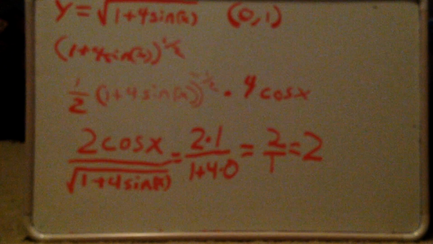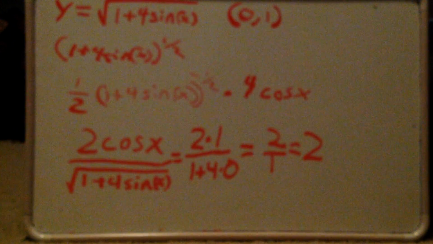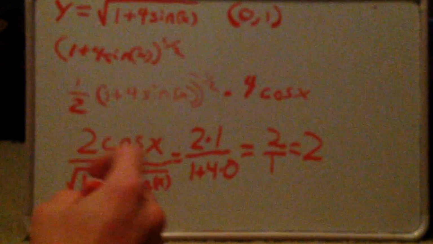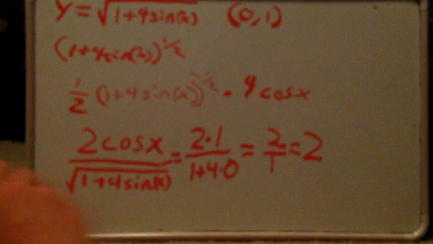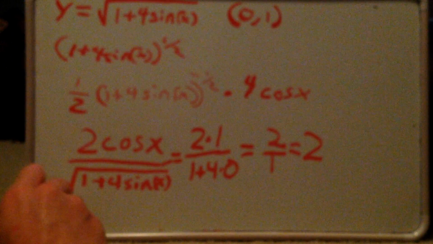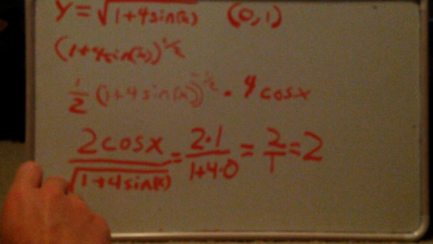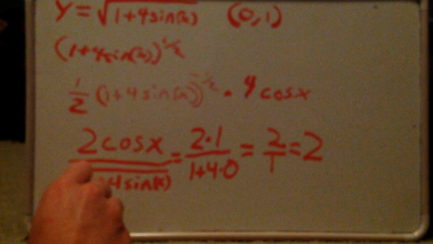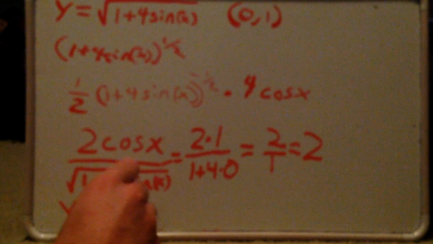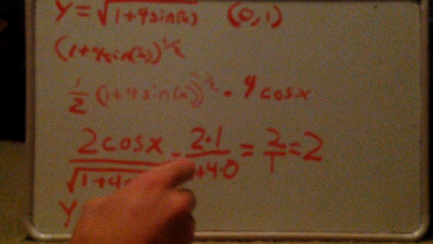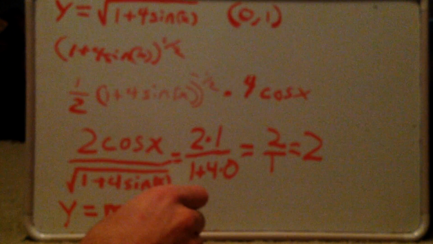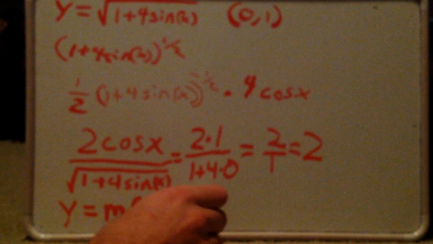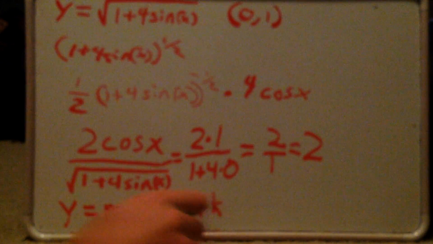Okay? Now that we know what our slope is, we can actually write out our equation for the tangent line. So, the equation for the slope of a line is equal to y equals m, which is the slope, times x minus the x value plus the y value.